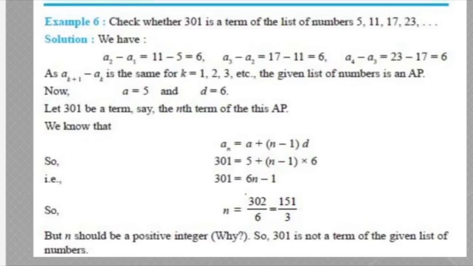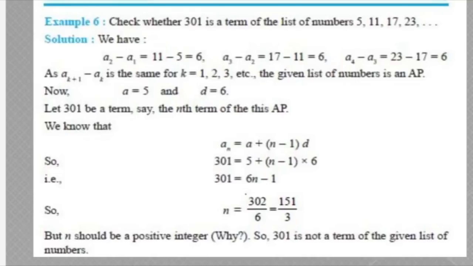Since the common difference is the same for the consecutive pairs of numbers, therefore the given list of numbers is in AP. Now we have to check whether 301 is a term of this list of numbers, or 301 belongs to this arithmetic progression or not. If any term belongs to the AP, it should have some position. Let us say it is the 10th term or 15th term or the 30th term. So we have to check, is there any value of n for which 301 is the term? So let us say 301 is the nth term.